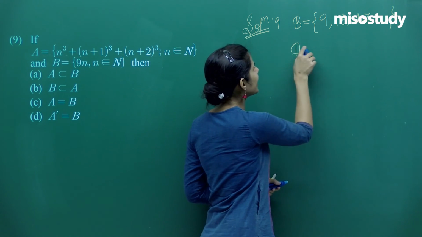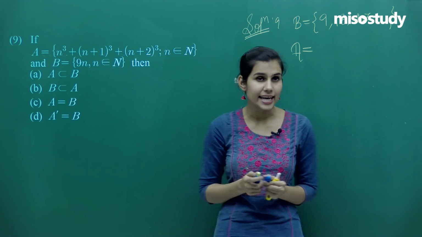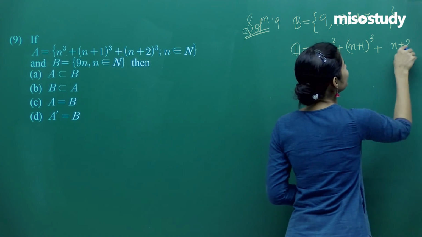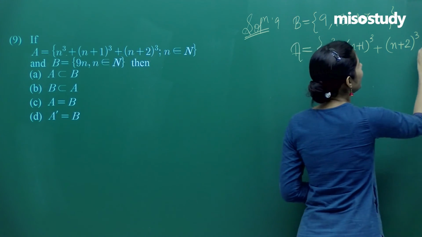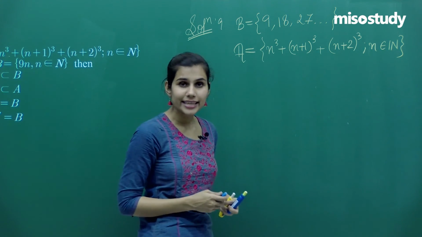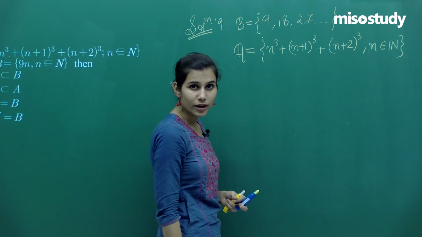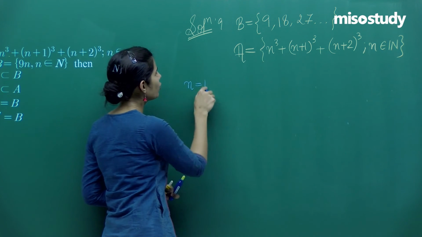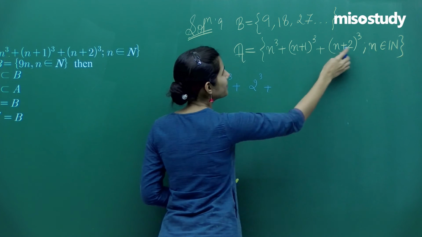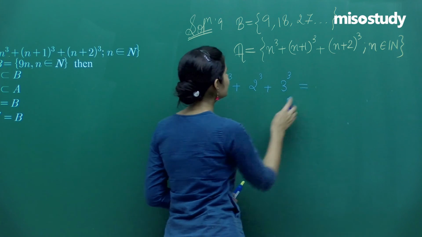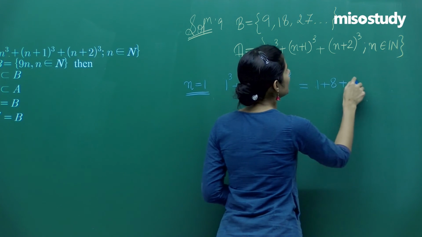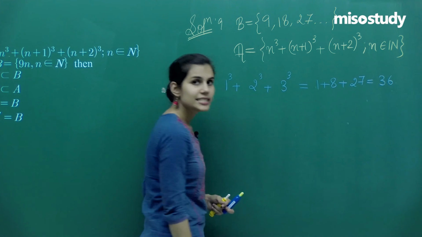We don't know what set A is. We just know the format of the members in set A, which is n cube plus n plus 1 cube plus n plus 2 cube, where my n is coming from the set of naturals. In order to understand what are the elements sitting inside set A, let us try and put the value of natural numbers one by one. If I take my n equal to 1, I get 1 cube plus 1 plus 1, which is 2 cube, plus 1 plus 2, which is 3 cube. What is this? 1 plus 2 cube is 8 and 3 cube is 27. So you get 1 plus 8 plus 27, which is 36.